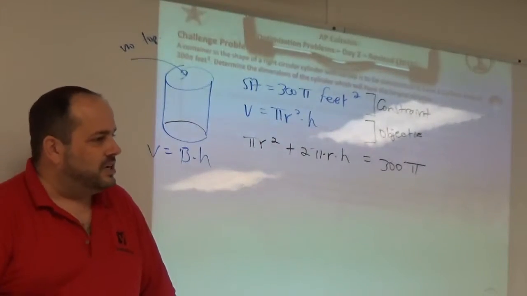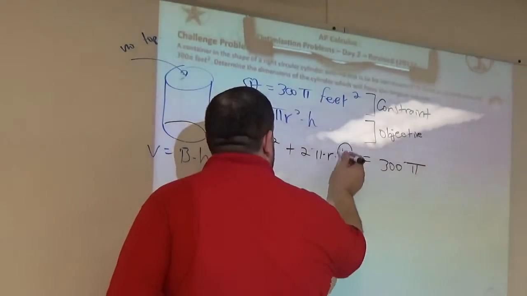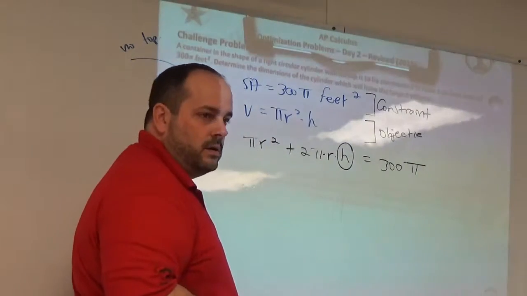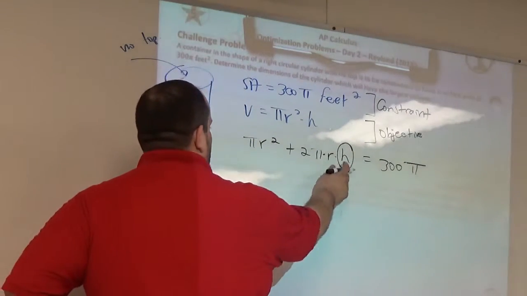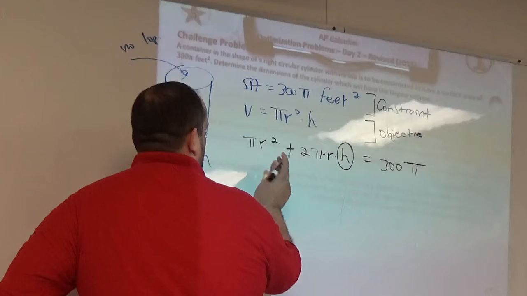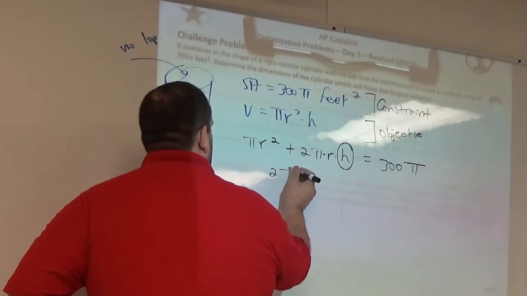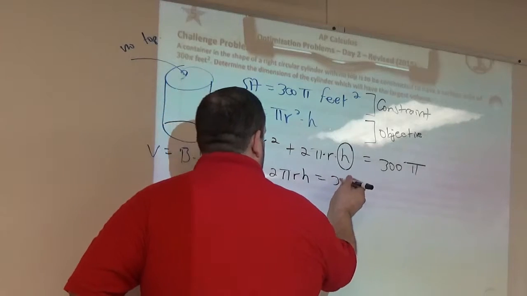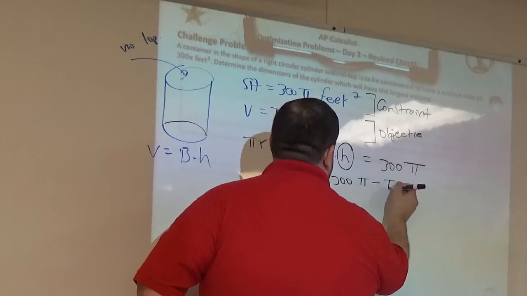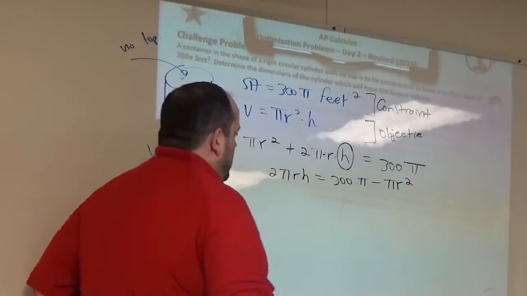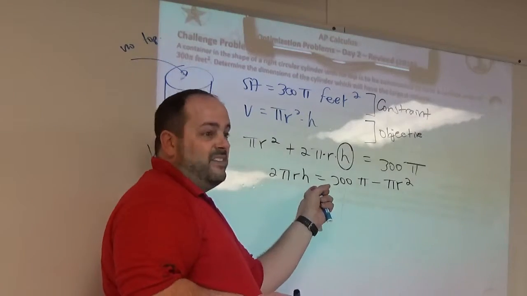Wouldn't H be easier? Yeah. H shows up here and only here. So solve for H. So I've got pi r squared plus 2 pi r h equals 300 pi. So 2 pi r h is going to be 300 pi minus pi r squared. I still haven't solved for h.